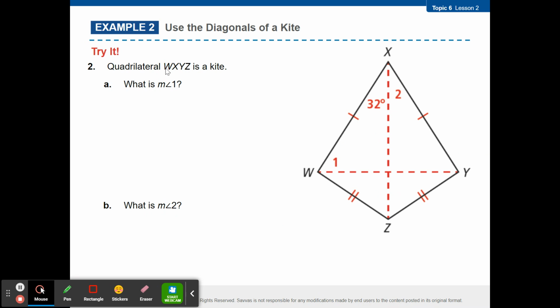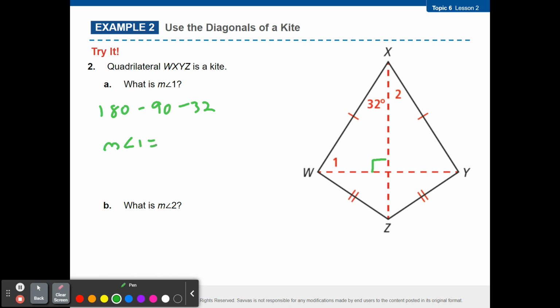So it says quadrilateral WXYZ is a kite. So they're telling you it's a kite, so all the properties of a kite apply. What is the measure of angle 1? Well, if we take a look here, again, there's our right angle. I'm going to take 180 minus 90 minus 32. So the measure of angle 1 equals what? 58. So it's 58 degrees. Okay.